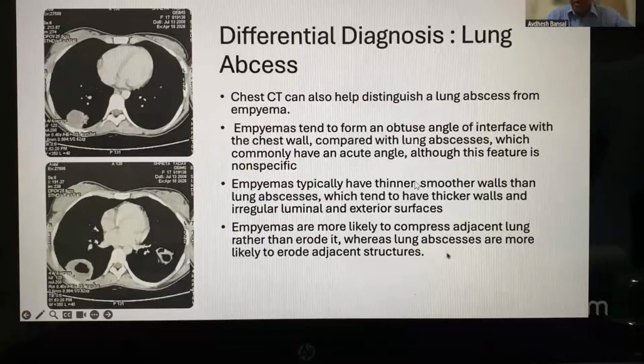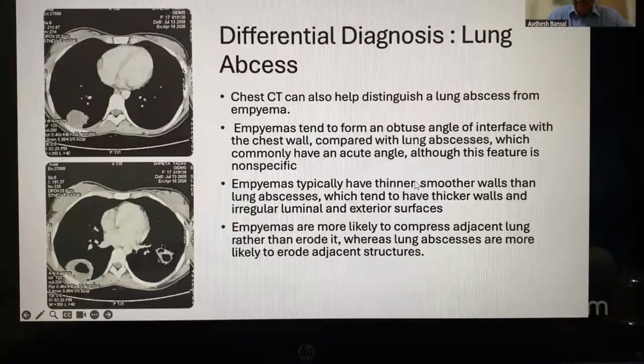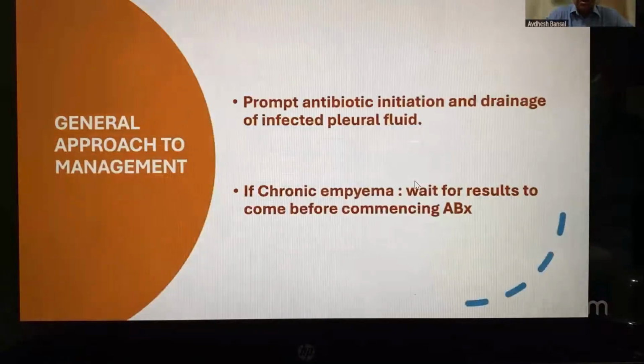Empyemas typically have a thinner or smoother wall as compared to a lung abscess, which has a thicker wall and an irregular luminal or exterior surface. An empyema is likely to compress the adjacent lung structure. So when you do a CT, you actually see atelectasis around the empyema, whereas a lung abscess tends to erode adjacent structures.